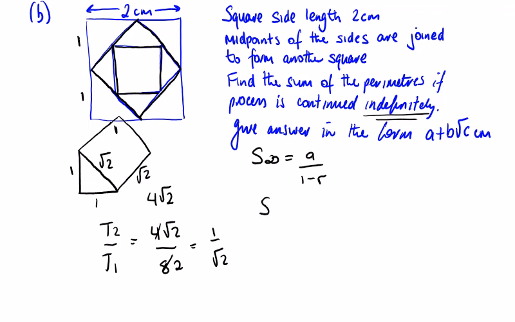So sum to infinity, just calculator use from here. a, which is 8, divided by 1 minus 1 over root 2. And typing this into a calculator gives me an answer of 16 plus 8 root 2. Nice easy question. Question 4.